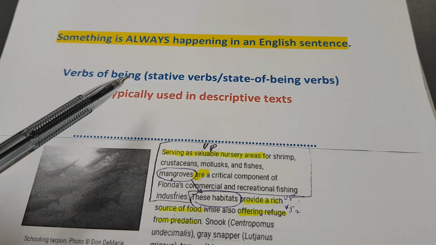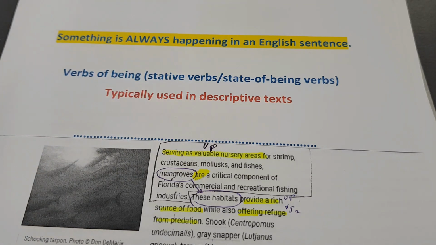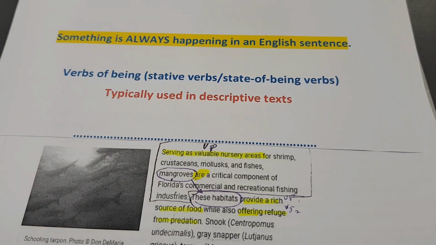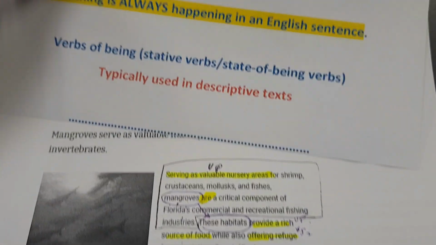In other words, it's describing the state of being a mangrove. It's a source of food and a protection against predators, and therefore that's what you have to do when you encounter descriptive text: you have to be on the lookout for those verbs, the various forms of the verb to be. All right, so let's move on.